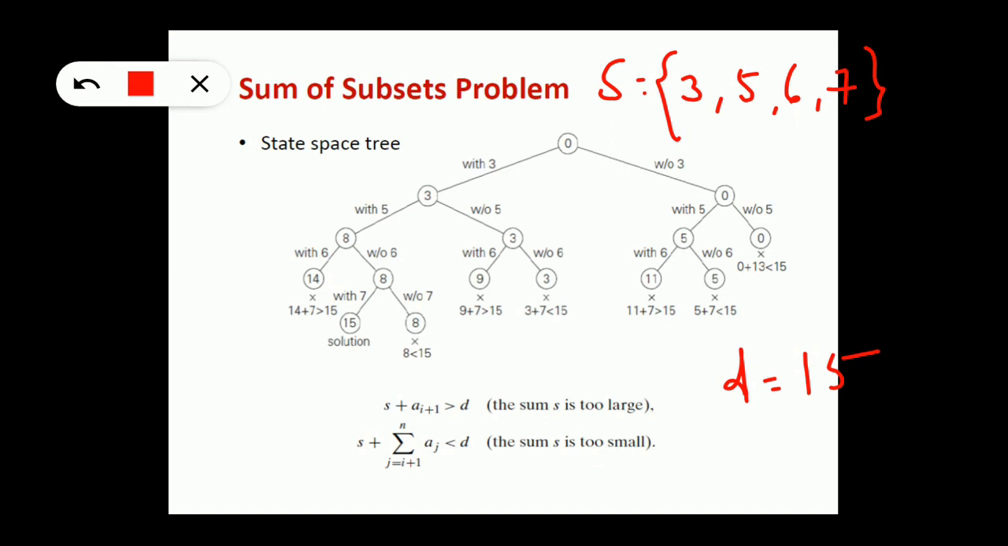So we begin with node 0, the first node. First, we include the first element from the set, that is 3. So 0 added with 3 gives us a node whose value is 3. Then we try to include the second element in the set, that is 5. So 3 plus 5 gives us the new node S dash whose value is 8.